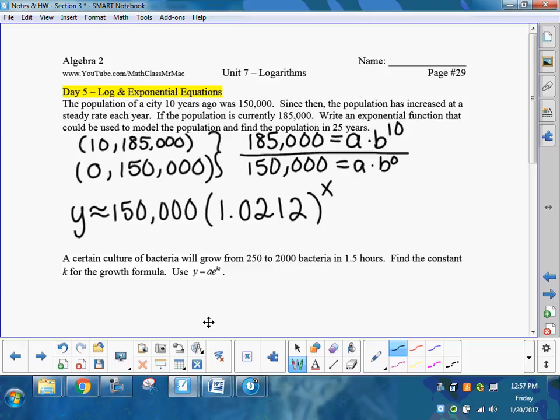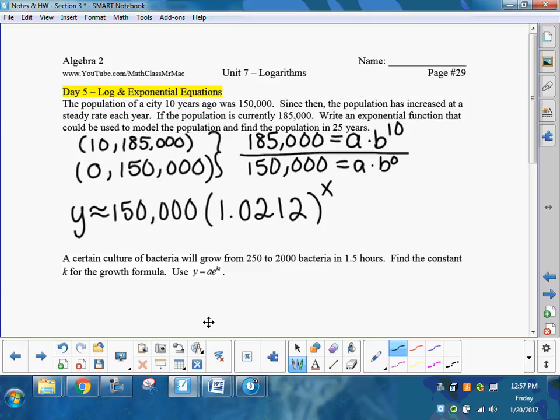Where x is years. By the way, looking at this, is this exponential growth or decay? Hands up, please, when you can tell me what the rate of growth is looking at that equation. Eli? 2.12%, yeah. And that's the growth every year.